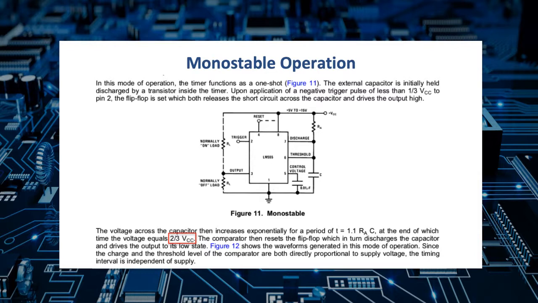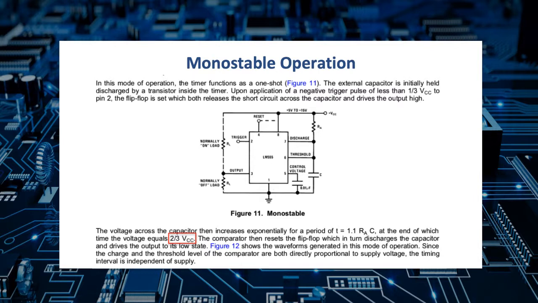Here's an example circuit for monostable operation. In monostable operation, a trigger pulse causes a single output pulse equal in duration to the value set by RA and C in this case. So the length of that pulse is equal to 1.1 times RA in ohms times C in farads. When the voltage reaches 2/3 of VCC, the flip-flop resets and the capacitor discharges. So that sets the output state low.